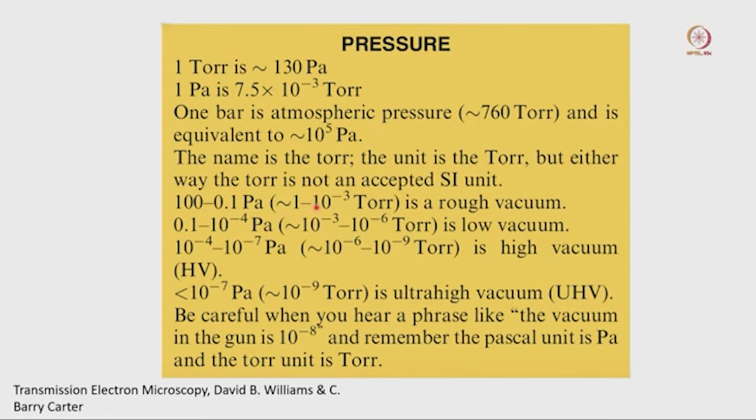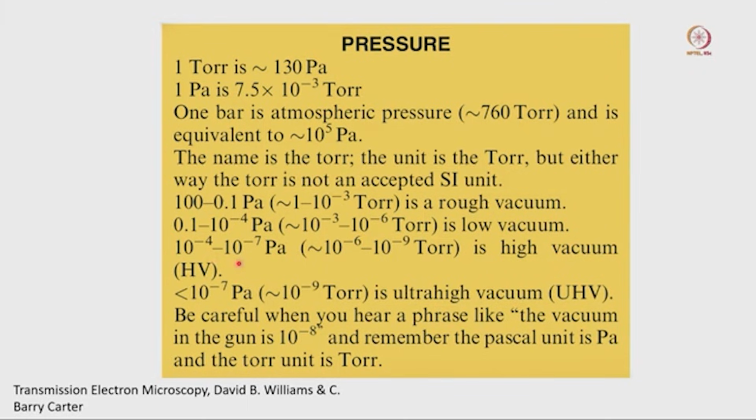Or it is 1 to 10 to the power minus 3 torr. It is called the rough vacuum. So, comparatively low vacuum, if you just consider, it will be 0.1 to 10 to the power minus 4 Pascal, that means 10 to the power minus 3 to 10 to the power minus 6 torr is low vacuum.